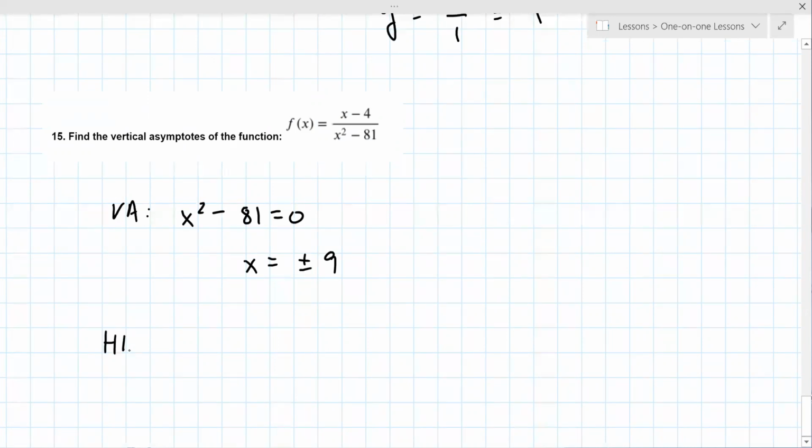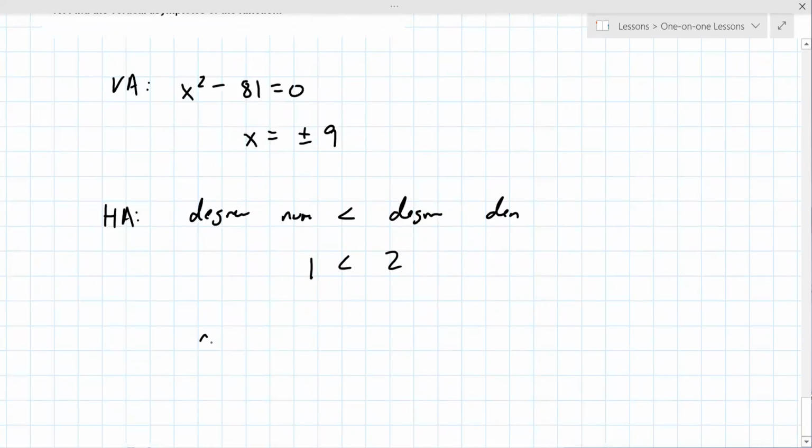This time, though, for the horizontal asymptote, the degree of the numerator is less than the degree of the denominator. The degree of the numerator is 1. The degree of the denominator is 2. 1 is less than 2. When this is the case, it is always y equals 0.